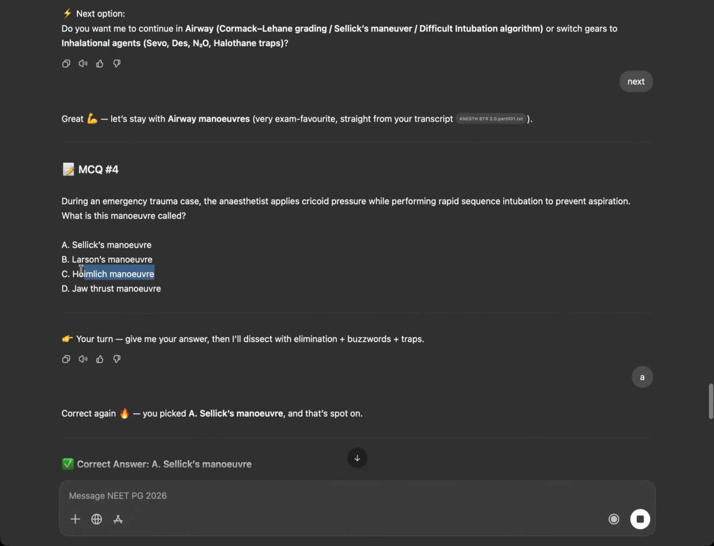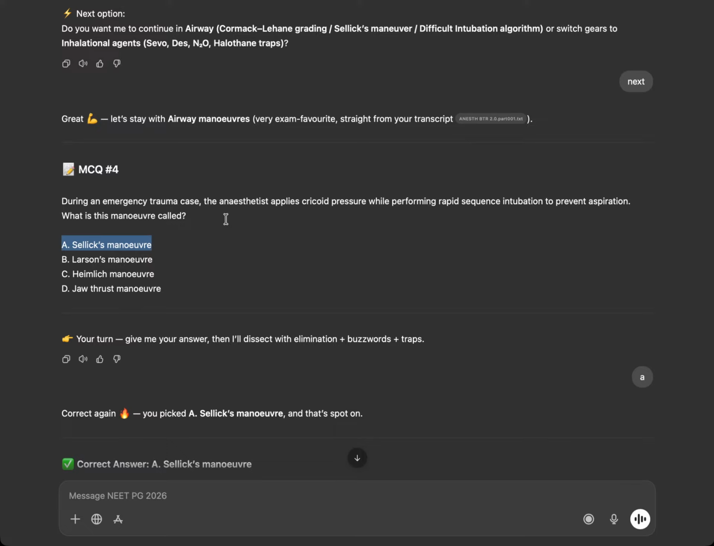Heimlich maneuver is used in choking. Larson's maneuver is where pressure is given behind, inferior to the ear. This is to prevent laryngospasm. Larson's maneuver. Celix is the answer right now. So it is used in rapid sequence intubation.